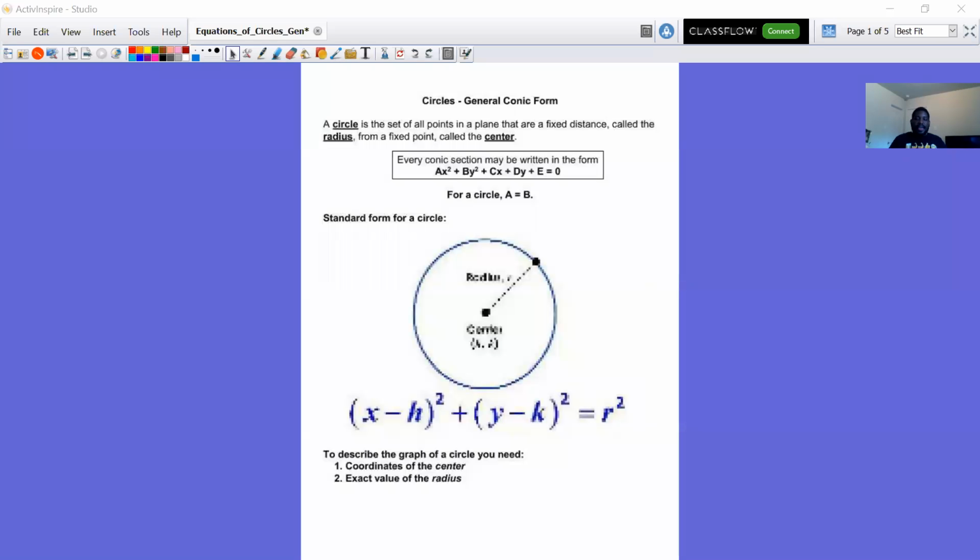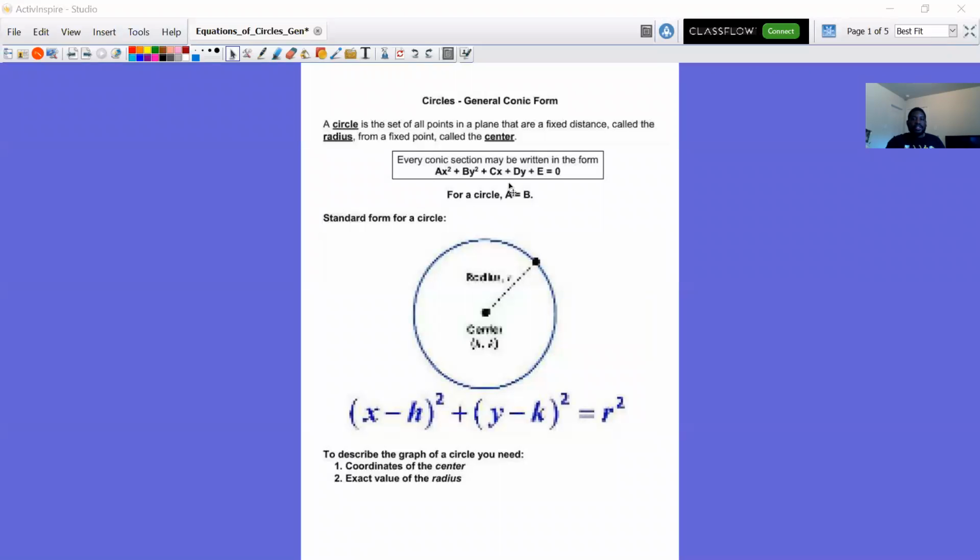Today we're going to take a look at the general conic form of a circle. First, we want to talk about what a circle is. It's the set of all points in a plane that are a fixed distance, called the radius, from a fixed point, called the center. And every conic section can be written in the form you see here on the screen: ax squared plus by squared plus cx plus dy plus e equals 0.